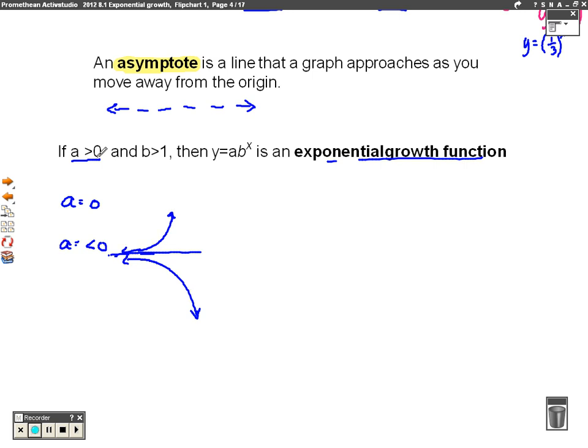So here we have a's as restricted. And then b's, oh, I'm sorry, if a is equal to 0, you have y equals 0 times anything, right? What's 0 times anything? You're just going to get 0. So that would be a line. So we need to restrict these cases because they wouldn't be a growth. All right. So b is greater than 1. That would give us a growth.